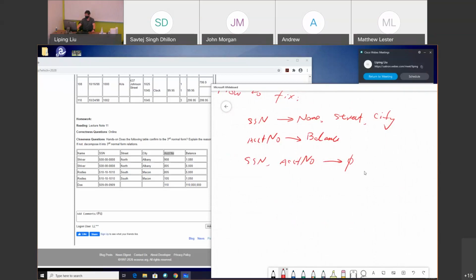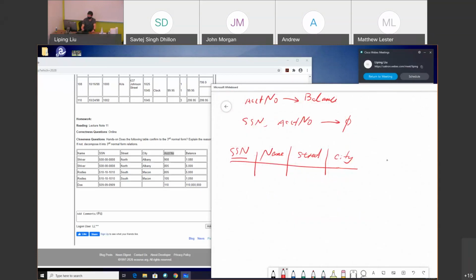So now the third step is each row becomes a new table. So therefore we make up three tables. The first table has social security number as primary key. The left-hand side is going to be the primary key, and then name, and the street, and the city. Okay, so those will be non-key columns that depend on the social security number.